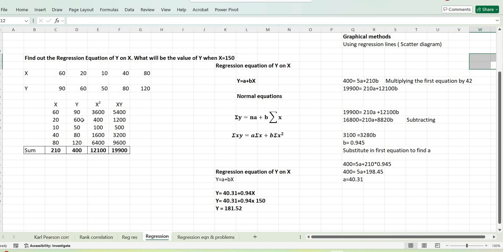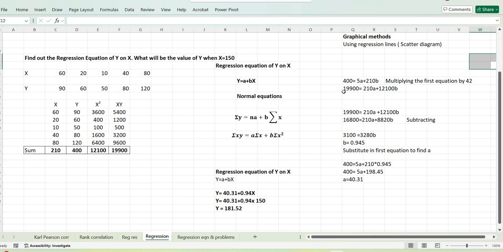So it is evident that we have to find out the values of sigma y, sigma x, sigma xy and sigma x square. So here we have totaled up the values of x and found the sum, the values of y and the sum, the values of x square, the values of xy, and the summation of all these terms. Now we have to solve it like we solve simultaneous equations. So we have two equations here.